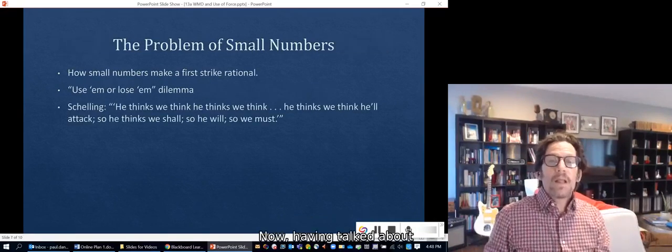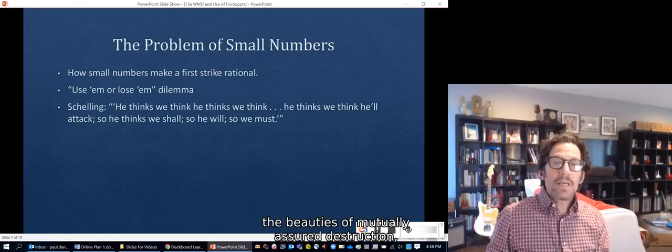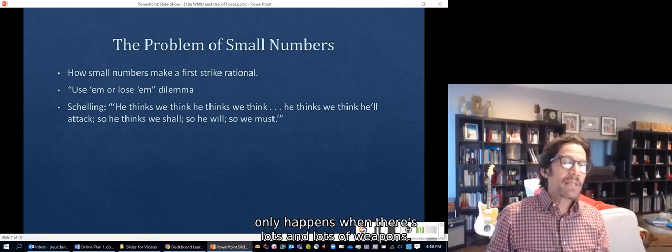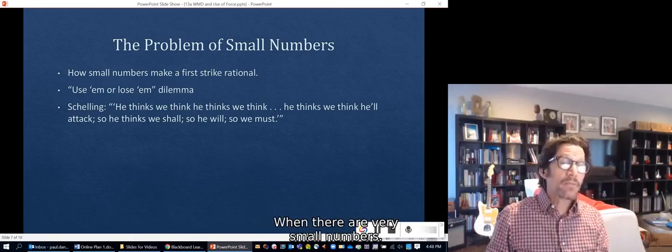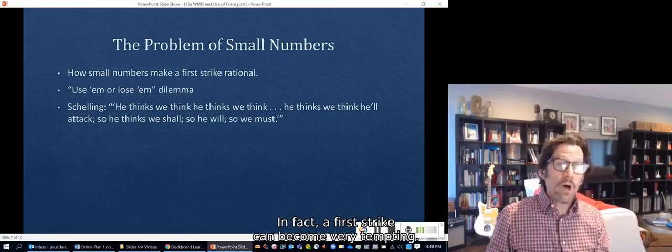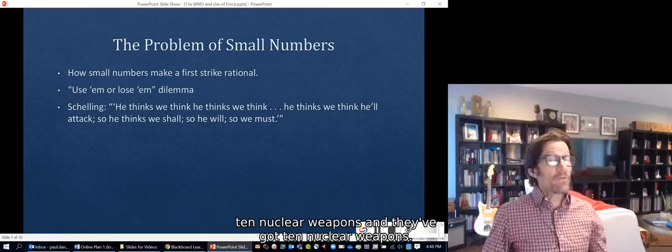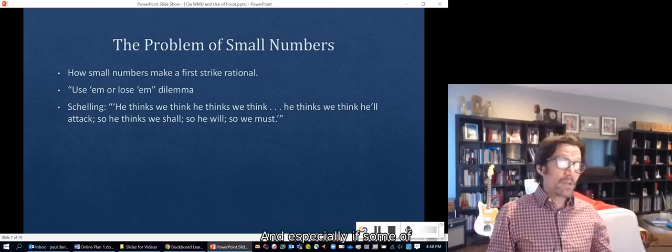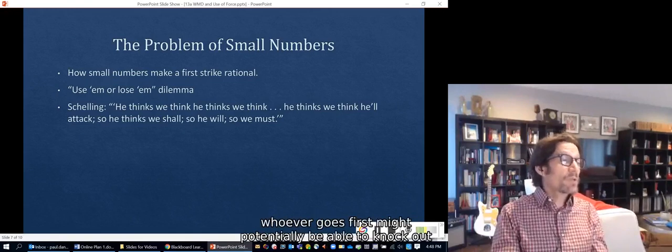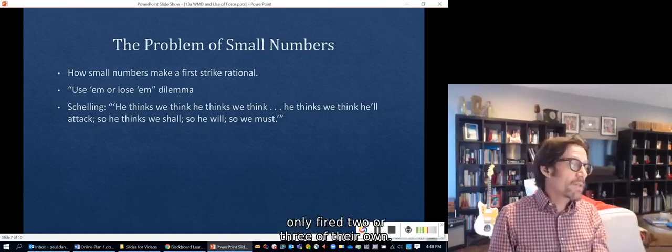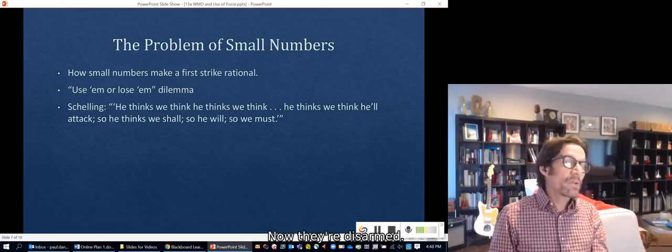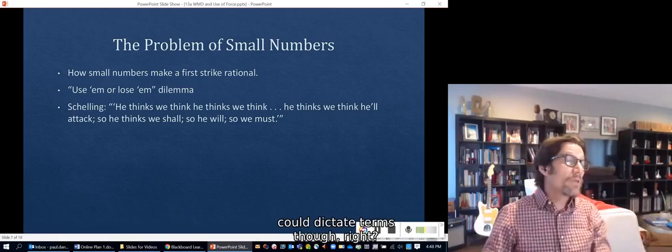Now, having talked about the beauties of mutual assured destruction, what I want to point out is that that only happens when there's lots and lots of weapons. When there are very small numbers, in fact, a first strike can become very tempting. And this is what is famously called the use 'em or lose 'em dilemma, right? You think about it, if you've got 10 nuclear weapons and they've got 10 nuclear weapons, and especially if some of those nuclear weapons are stored in the same place, whoever goes first might potentially be able to knock out all of the other side's nuclear weapons by only firing two or three of their own. Now they're disarmed, you've got nuclear weapons, and you can dictate terms to them.